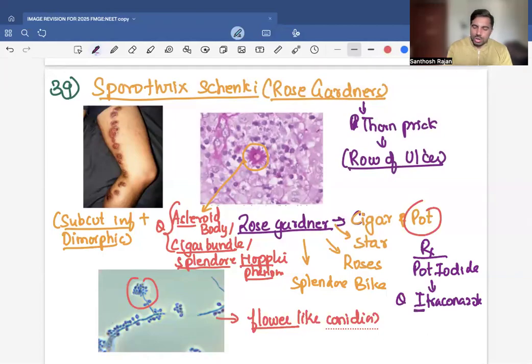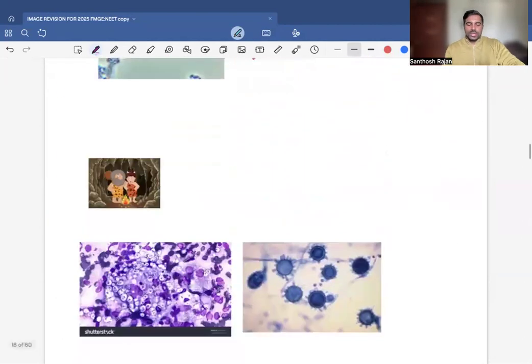When I say a row of ulcers along the arms, whether upper arm or lower arm, doesn't matter, along the arms you should see this. This is all lymphatics only. Along the lymphatics. That's important. Okay, that's all. Now, next one.